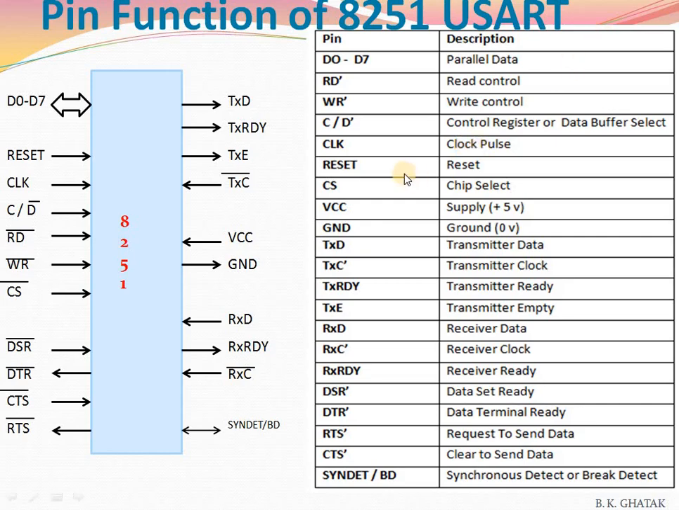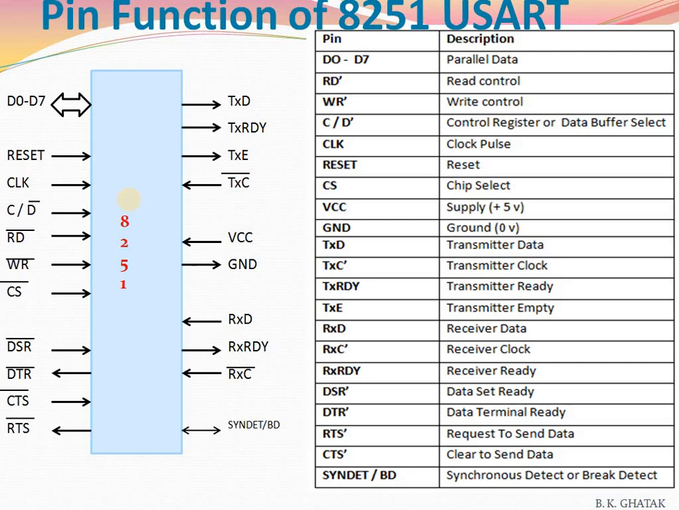Next one is reset. It is used to reset the 8251. That means if the reset signal goes high, the 8251 is forced into the idle state. Clear? Then next one is CS bar or chip select. When this signal goes low, 8251 is selected and it is ready to operate. Clear? So those 6 pins are the control input signals.